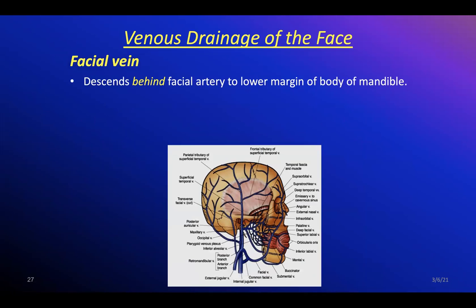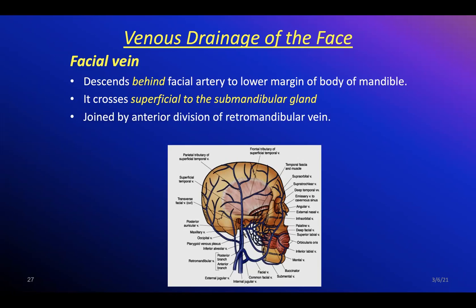The facial vein descends behind the facial artery to the lower margin of the body of the mandible. It crosses superficial to the submandibular gland, joined by the anterior division of the retromandibular vein. It ends by draining into the internal jugular vein.